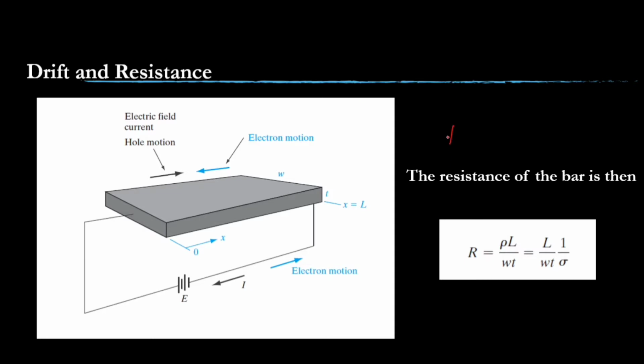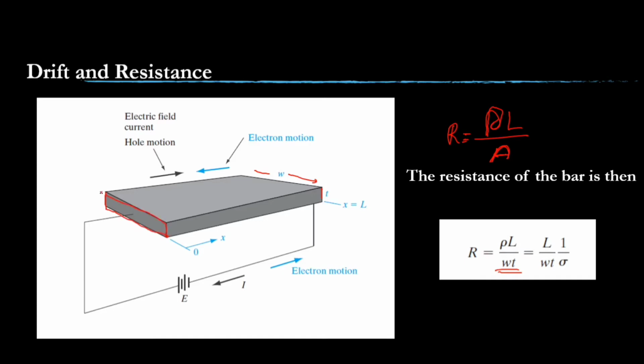Resistance is equal to rho L divided by A. Resistance is proportional to the length of the semiconductor, and inversely proportional to the area of cross section, and this rho is the resistivity. Here I can show the area. This is the length, this is the width, and this is the thickness. So area is equal to W into T, because this is the cross sectional area.